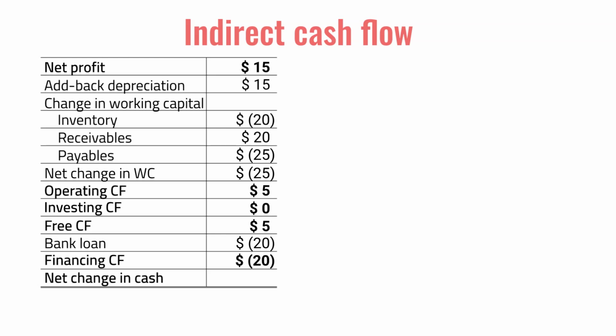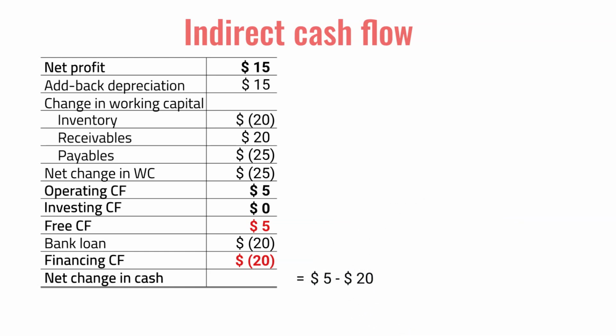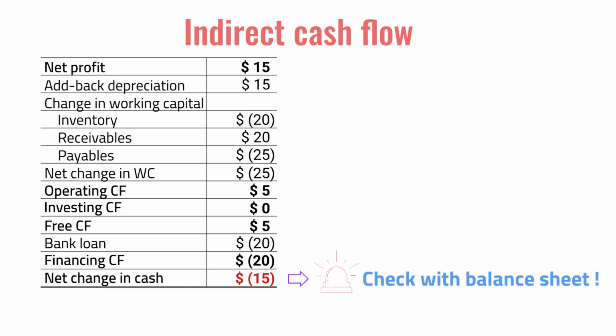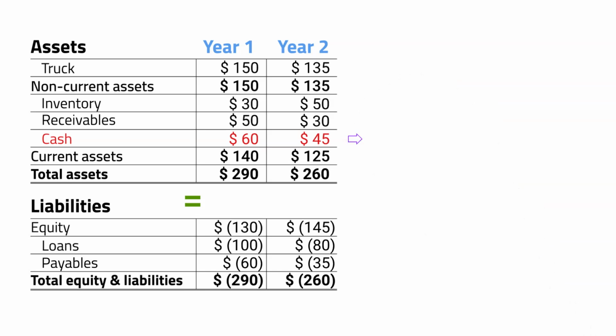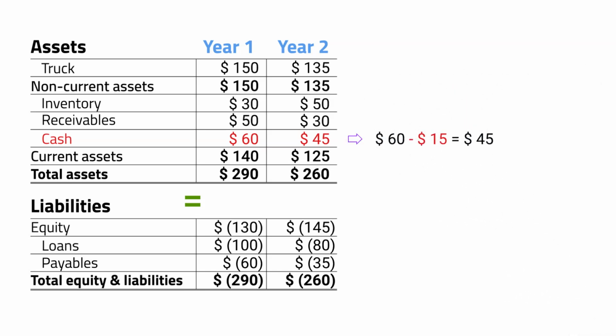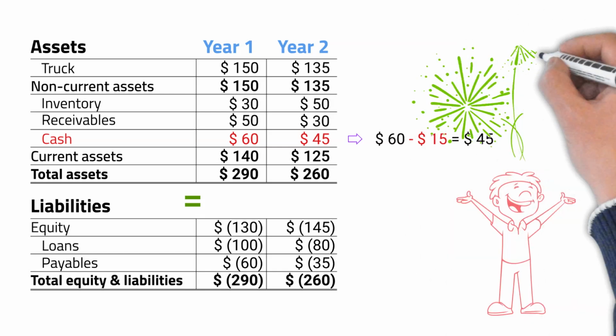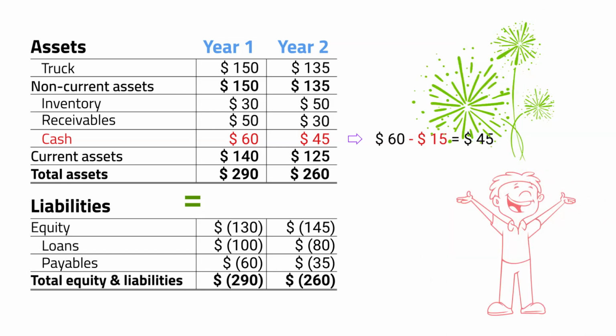Total cash flow will be operating cash flow of 5 plus 0 investing cash flow minus 20 from financing cash flow equals minus 15 total net change in cash. Let's plug it into our last year's bank. $60 minus $15 equals $45. What do we have in bank on the balance sheet? 45. It matches. And see, cash went down, yet the business is still profitable.